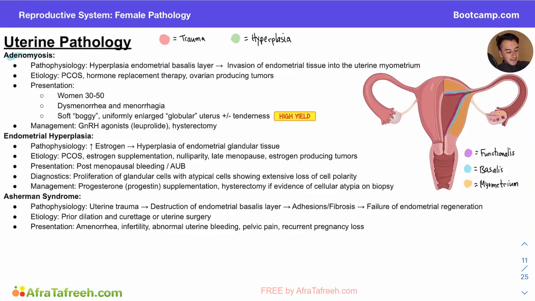I'm going to be highlighting here in blue because this is all about the uterine basalis layer. Essentially what happens here is we have hyperplasia of our endometrial basalis layer, and this causes invasion of endometrial tissue into the uterine myometrium. So remember, we're talking about hyperplasia and our blue basalis layer. If you go back to our diagram, this blue is growing out of control into the myometrium, and this is going to lead to pathology.